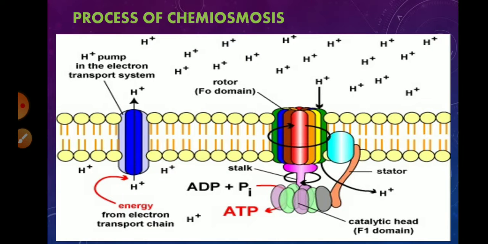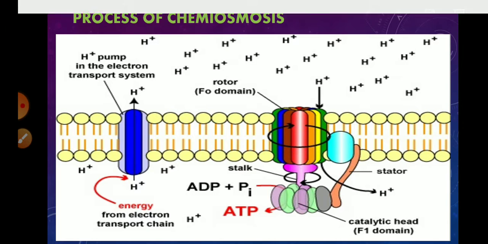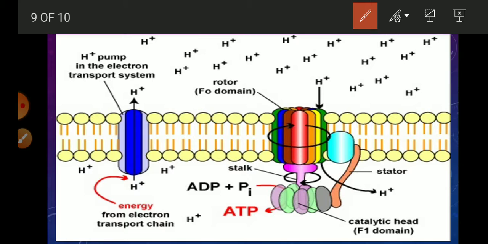Okay, what is the process of chemiosmosis? We have discussed it before, but right now this is the last step which we'll see. Here you can see the proton pump, that is complex number 4. The protons are pumped out, and from here the electrochemical gradient is formed.